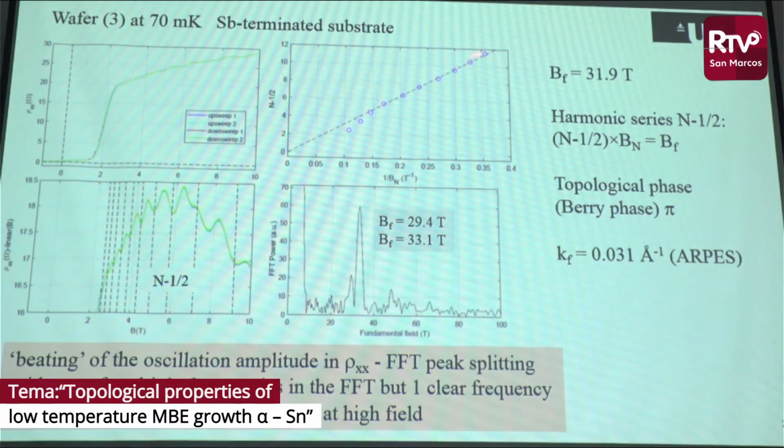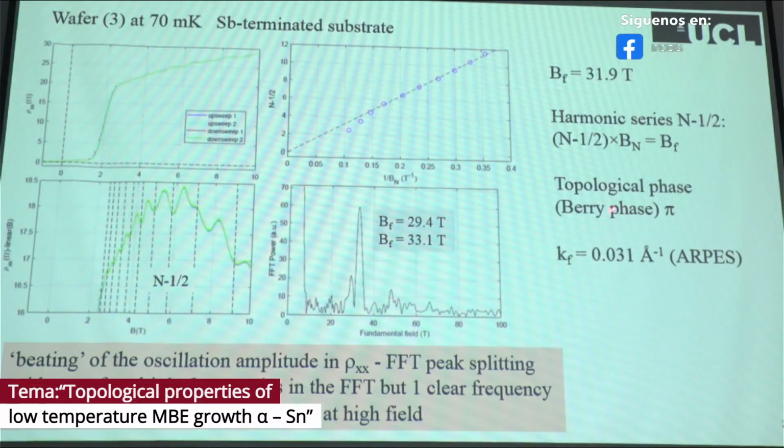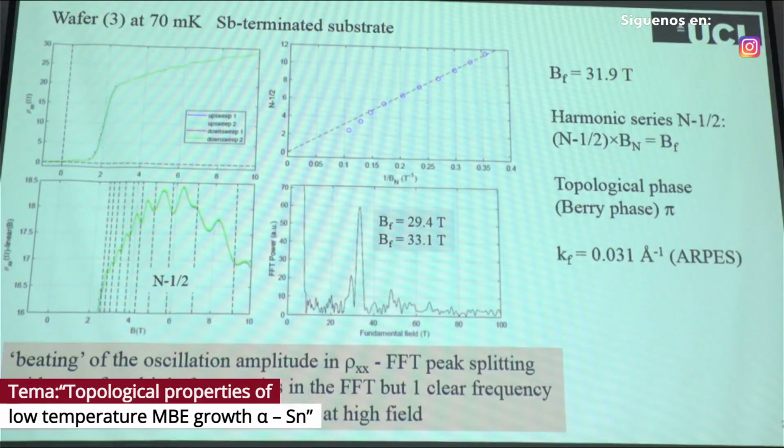So to understand this data, at lower fields you don't really see this. It's only when you go to higher fields that you start to see this deviation. We knew that anyway because we'd done measurements at 1.5 Kelvin. What we also get, from measuring the carrier density, is the Fermi wave vector. And that Fermi wave vector that I've estimated here agrees very well with the ARPES measurements. So that's self-consistent.